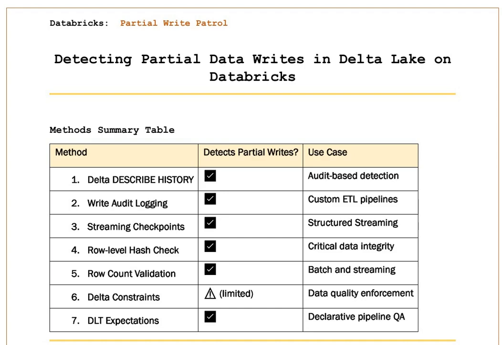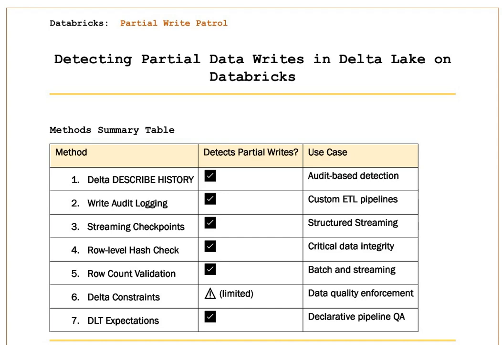Gotcha. Okay, so that covers batch or more controlled writes. What about the world of streaming data? Things are moving fast there. Integrity must be paramount. Absolutely. For streaming, the go-to solution involves streaming with checkpoints. The magic here comes from combining Delta Lake's atomicity, meaning writes are all or nothing, with Spark structured streaming's checkpointing.